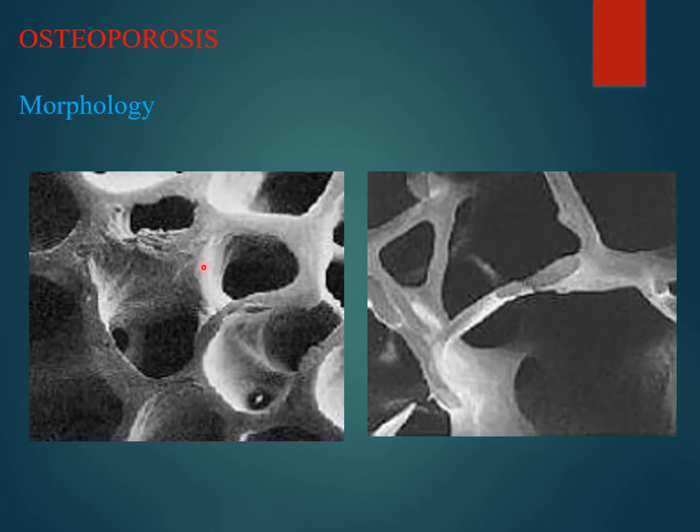Now if you see here, this is the normal bone structure, which typically are well defined, thick, and Haversian canals are not dilated, whereas in osteoporotic bones, in the cortical bones, this is broken, trabeculae thinned out, and Haversian canals widening.